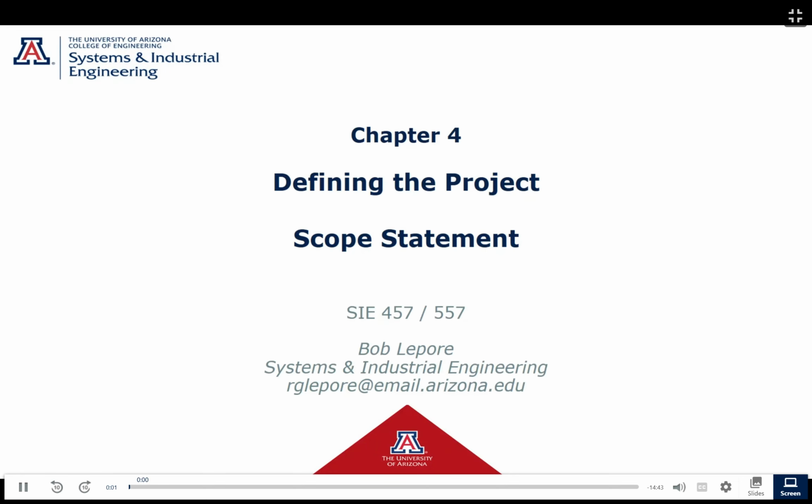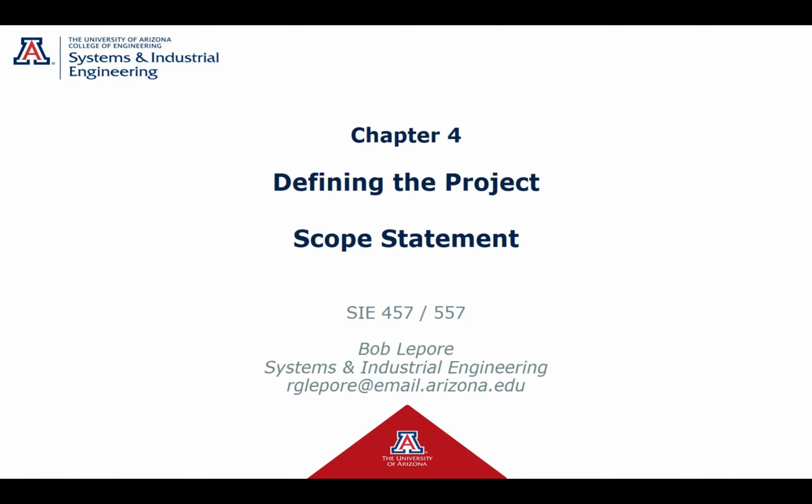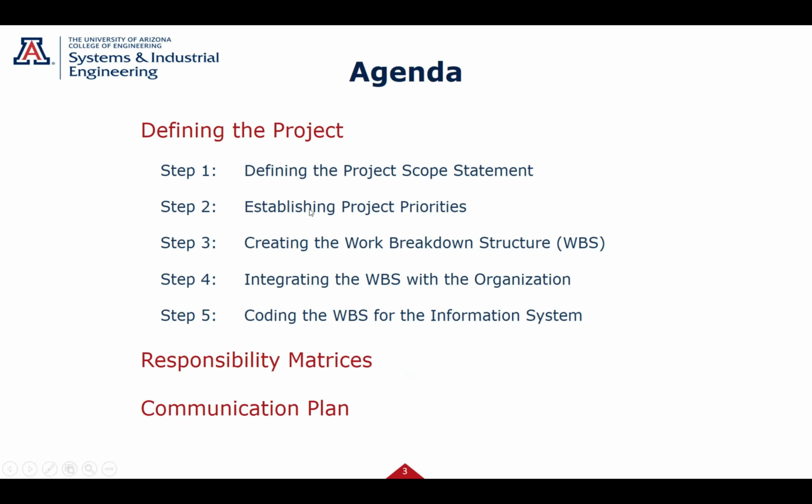Okay, now we're going to start Chapter 4, defining the project. And this has several pieces. First, let's look at what's called the scope statement. So here's what we're going to cover in Chapter 4. Step 1, defining the scope. So this lecture and priorities. Then we'll get into what's called the work breakdown structure. How do we assign responsibilities, and how do we communicate our plan? These are all part of planning or initiating the project.